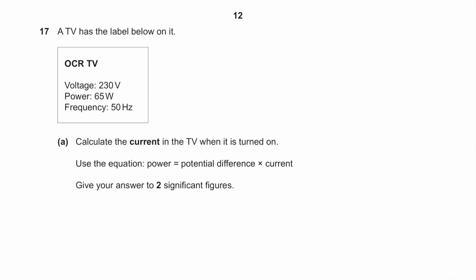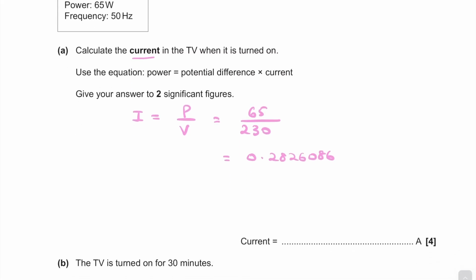Okay, let's move on to question number 17. A TV has the label below on it. Voltage, power, and frequency have been given to us, and we have to calculate the current, given power is potential difference times current. So we know, first of all, that current is equal to power divided by voltage, and that's 65 over 230, and that will give me 0.2826086, and make sure you round it to two significant figures, and that would give you 0.28 amps of current.